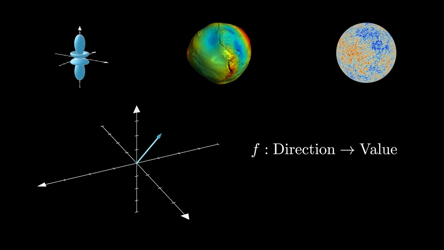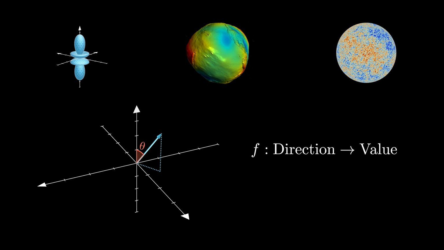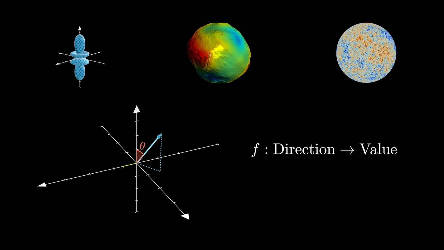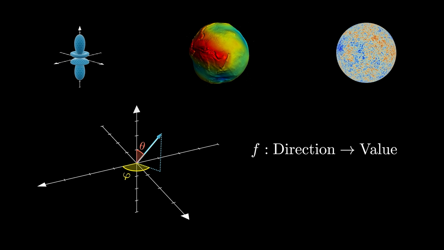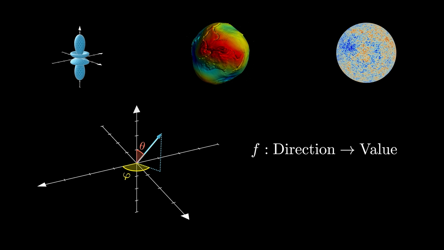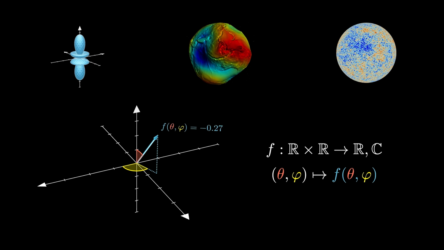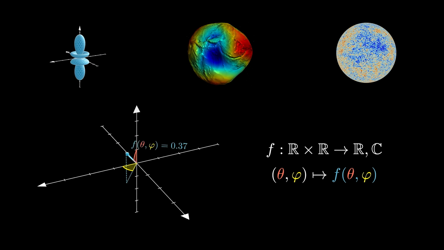The direction of a point from the origin can be described by the polar angle theta, which can range from 0 to pi, or in other words from the north to the south pole, and the azimuthal angle phi, which can range from 0 to 2 pi, where 2 pi corresponds to a full rotation around the z-axis. Our function f therefore assigns a value to each possible pair of theta and phi, and this value can for example be a real or a complex number.